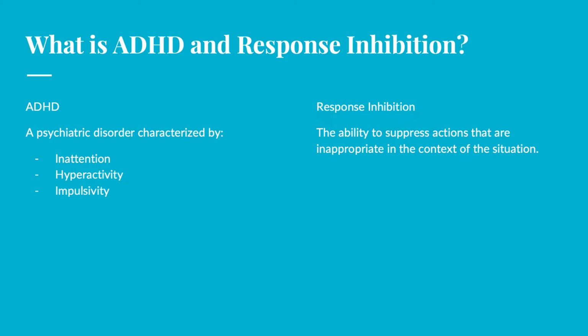What is response inhibition anyways? Response inhibition is the ability to suppress actions that are inappropriate in the context of the situation. For example, if you're in a lecture and your phone vibrates in your pocket, ignoring that vibration and suppressing the instinct to take it out and check who's texting you is an example of response inhibition. People with ADHD struggle with tasks like this and thus are deficient in response inhibition.